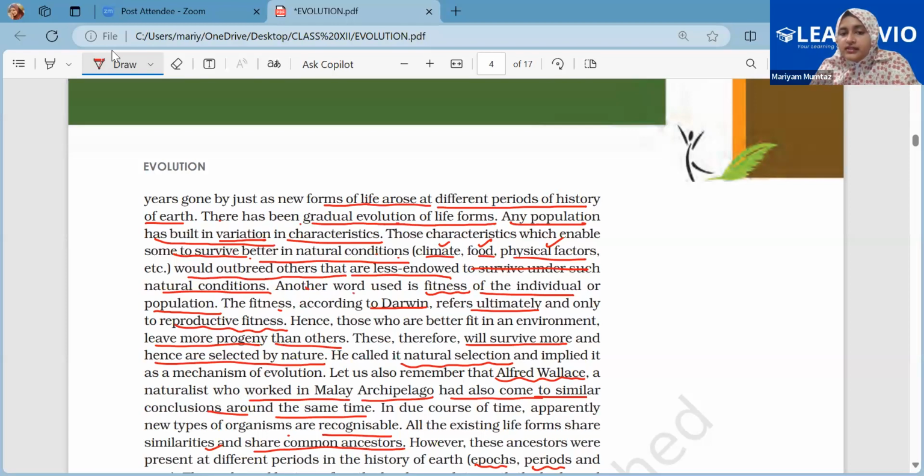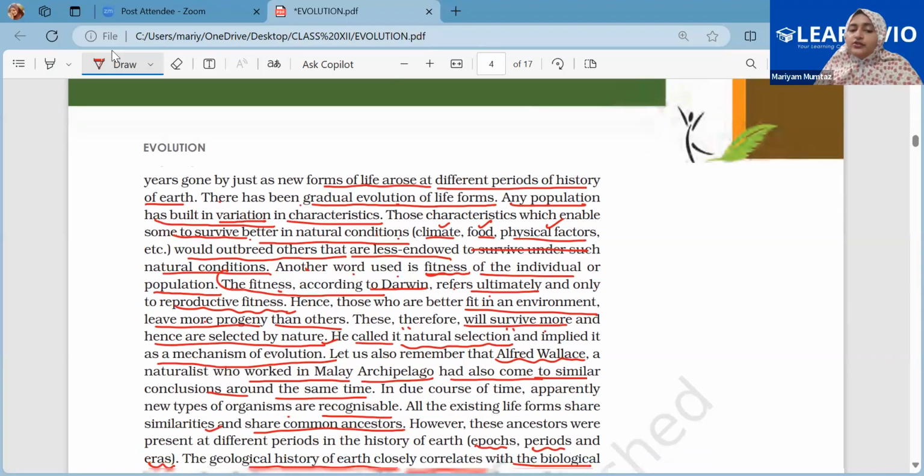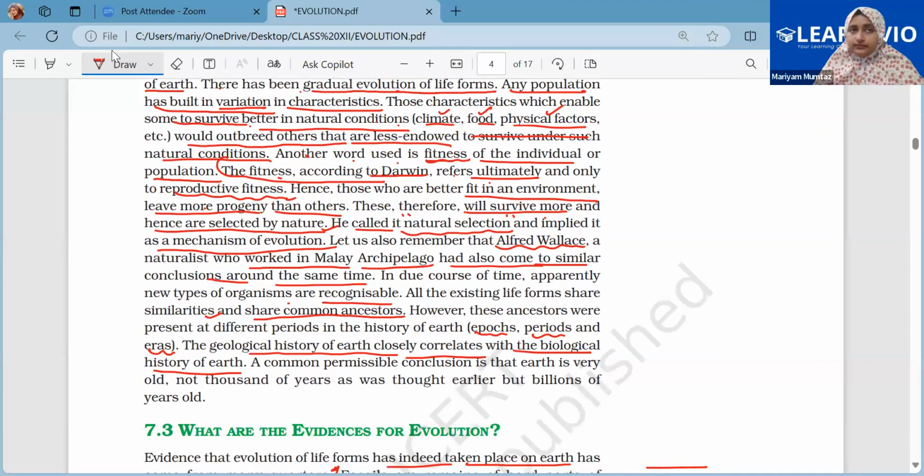Another word used is the fitness of the individual or the population. Now, fitness, according to Darwin, refers only to reproductive fitness. Hence, those who are better fit in an environment leave more progeny than others. These, therefore, will survive more and hence are selected by nature. He called it natural selection and implied that it was a mechanism of evolution. So, one of the mechanisms of evolution is natural selection. That was explained by Darwin.